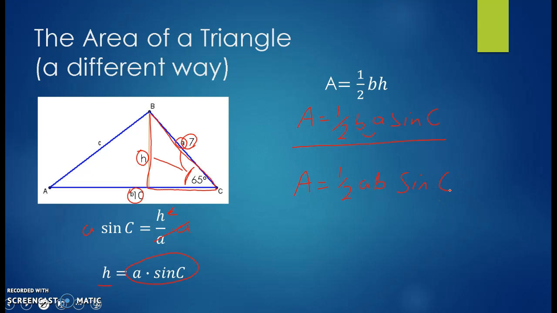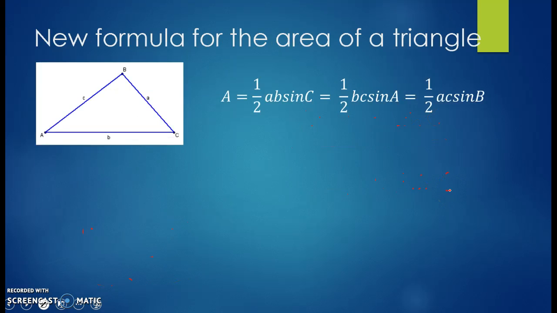Well, how does that help us? Let's go ahead and take a look at this again in a different way. Here we have the original equation that we came up with. The area of this triangle is equal to 1/2 A times B times the sine of C. That's if I use those two sides and the included angle.